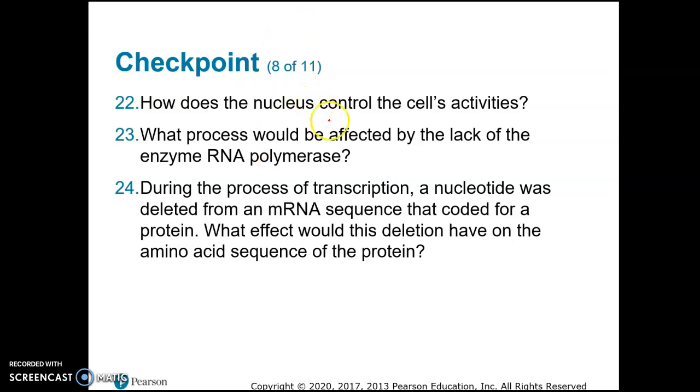So how does the nucleus control the cell's activities? Through the DNA code. What process would be affected by the lack of RNA polymerase? Well, that would be bad. We wouldn't have transcription, and so we wouldn't make proteins that we need. During the process of transcription, a nucleotide was deleted from a messenger RNA sequence that coded for a protein. What effect would this deletion have on the amino acid sequence of the protein?